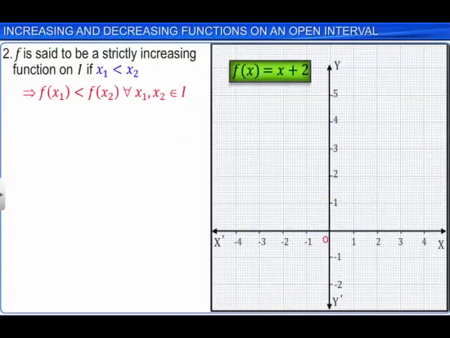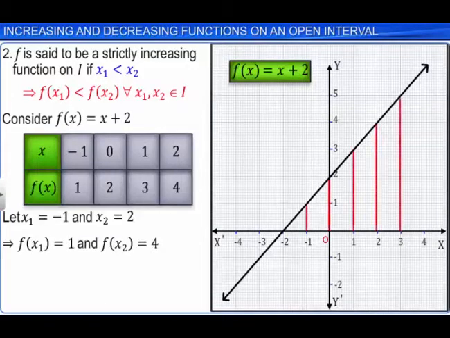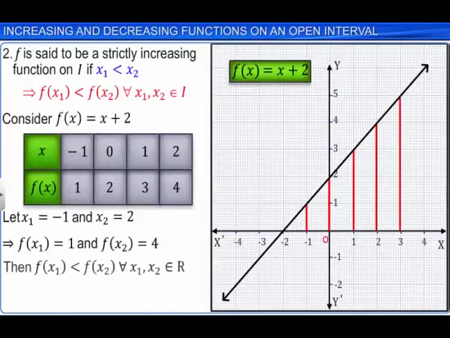Take a look at the graph of the function f(x) = x + 2. For every value of x, we get a different value for f(x), and as the value of x is increasing from -1 to 2, the value of f(x) is increasing from 1 to 4. So, for every x1 less than x2, we have f(x1) less than f(x2).